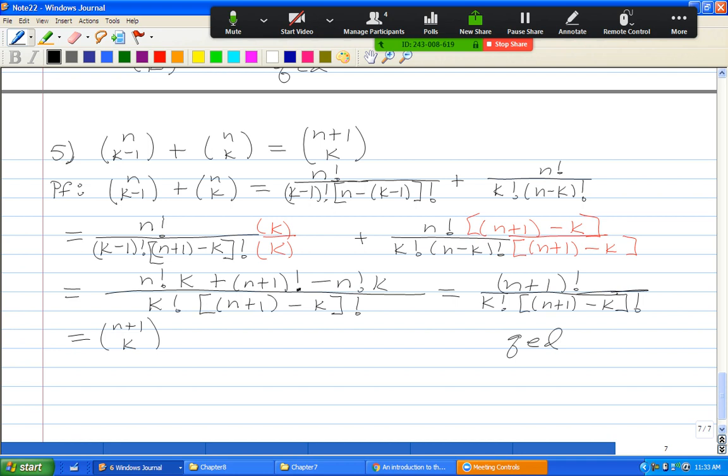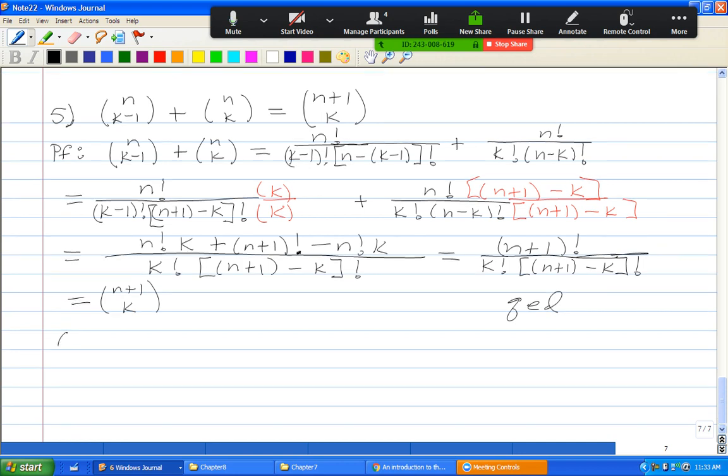Next, let me show you how to multiply. Maybe I'll do this in terms of the other notation. Let me show you how to multiply permutations and combinations. So RPK times NCR.